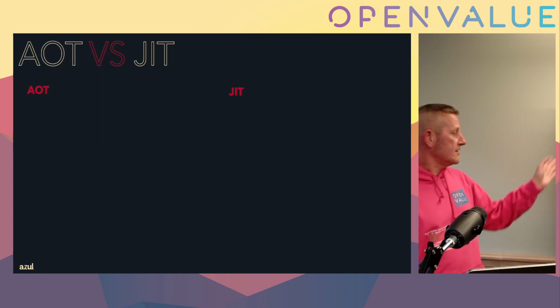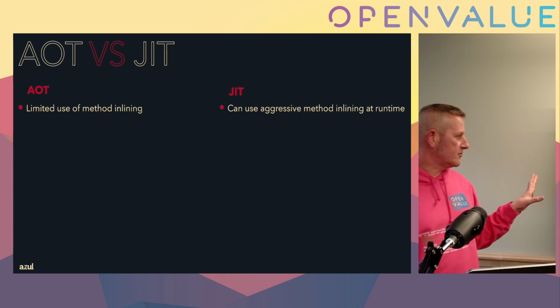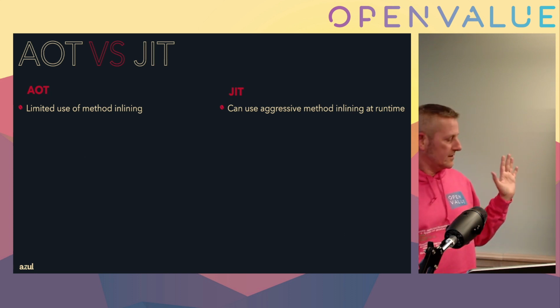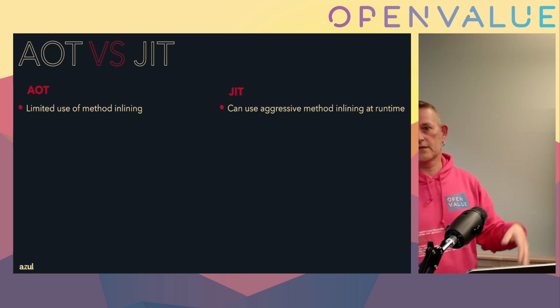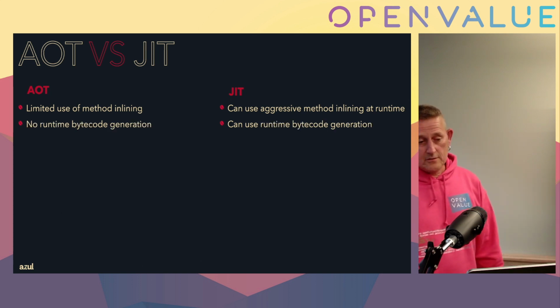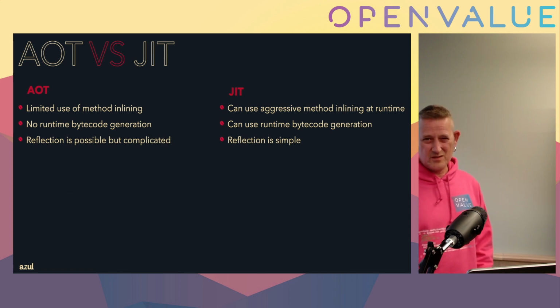So that means if we compare that, AOT versus JIT, then it means AOT has limited use of method inlining, because they only can do that when they compile it, where the JIT can do that all the time, even at runtime. No runtime bytecode generation. The JVM can do that all the time, of course. Reflection is possible. They have, I think it's called properties for each library. You need that in GraalVM to make it happen.